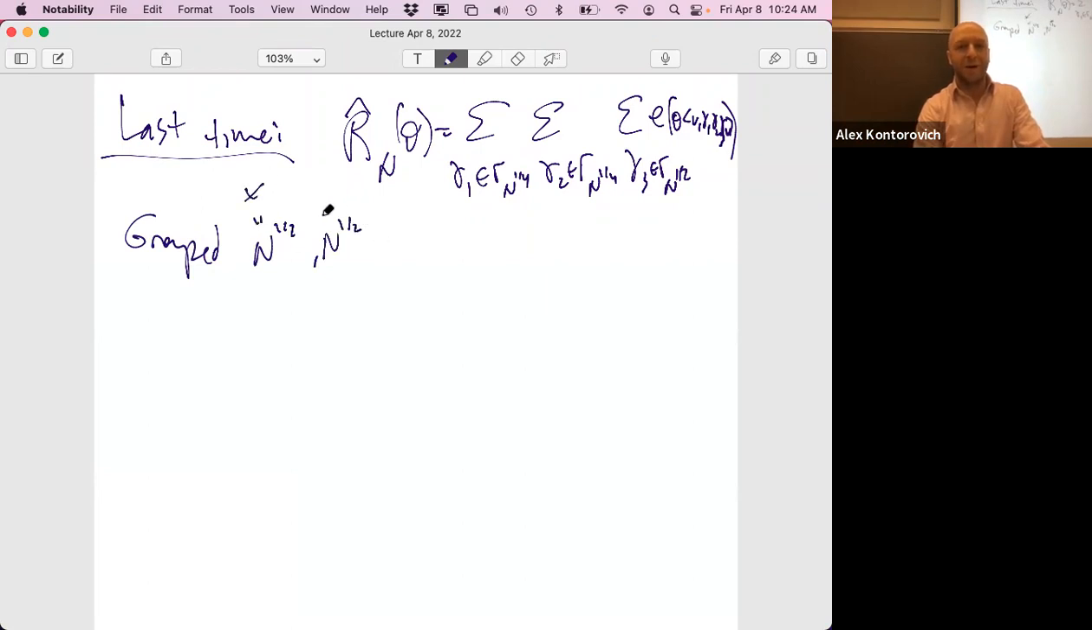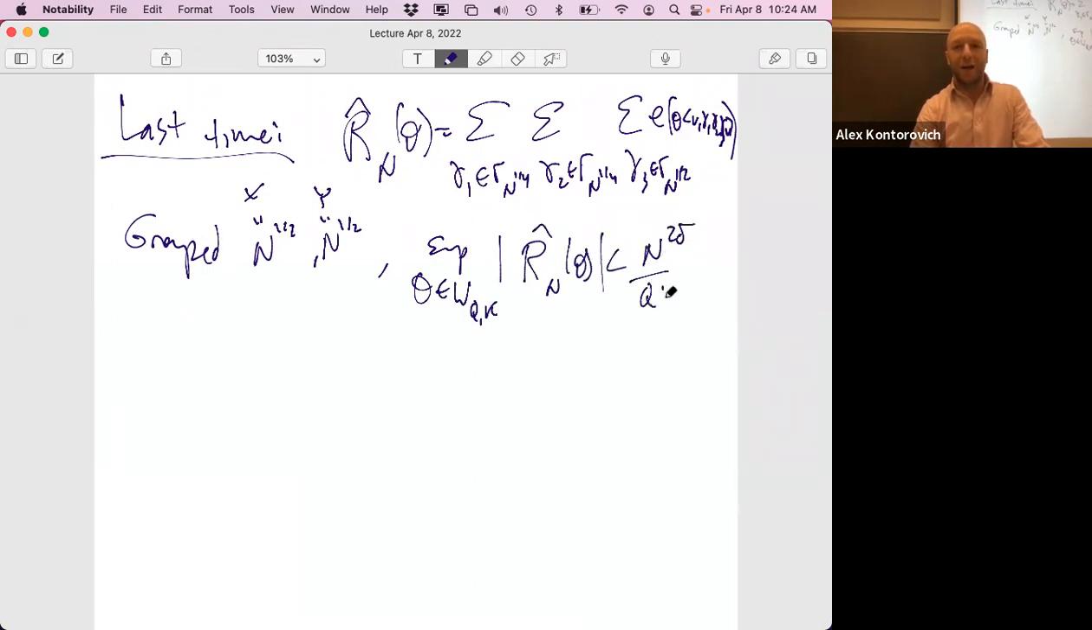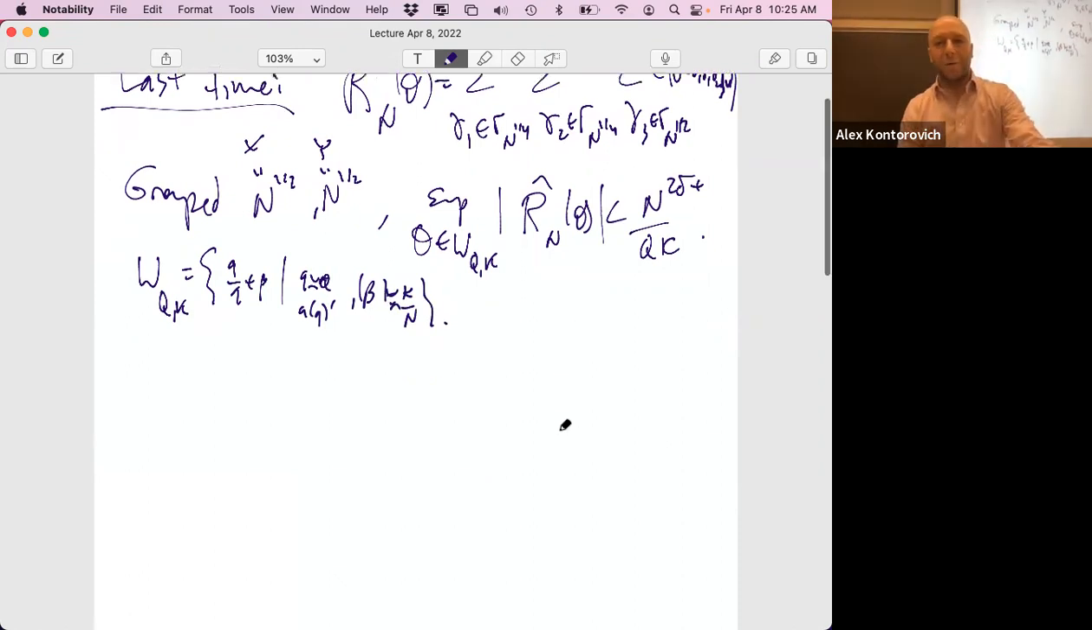Yeah. So again, when we grouped by n to the half, the first time, this was x and this was y. And we managed to show that the supremum over theta in this W_QK, just the L infinity bound, we got this n to the 2 delta over QK. And then there's some crap left over. Right. Okay. It was for major arcs and for the large kappa. The large kappa, exactly. This W_QK, just to get it up again, is q of size Q, a co-prime to q, and beta of size K over N.